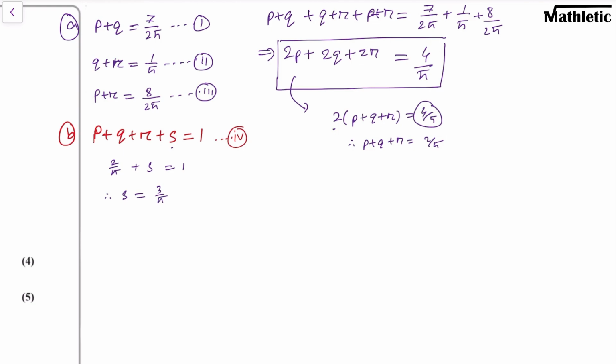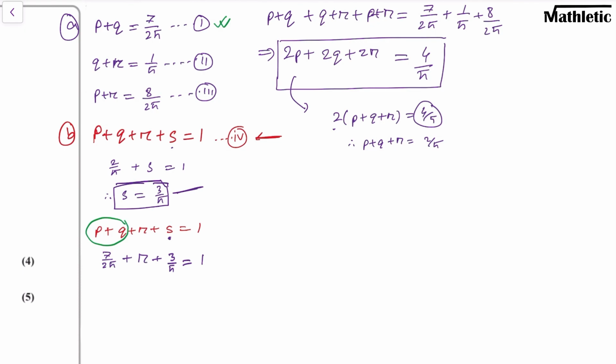Next, I will use this fourth equation, P plus Q plus R plus S equals to 1. So I can replace P plus Q from equation 1. P plus Q is 7 by 25. So 7 by 25 plus R plus S. S is 3 by 5. So solving this will give us the value of R, which is 3 by 25.